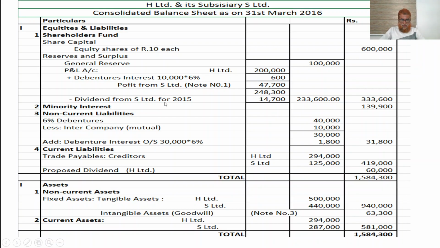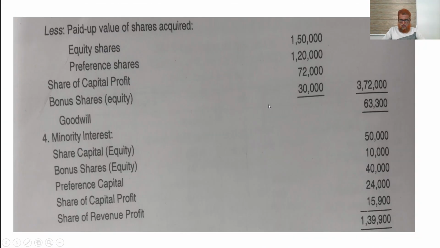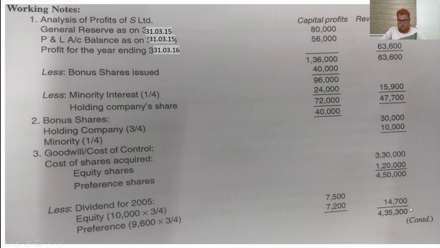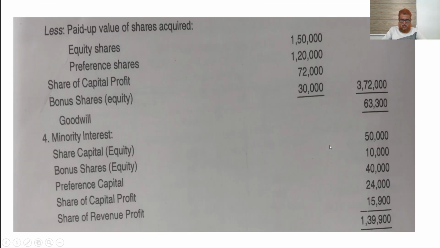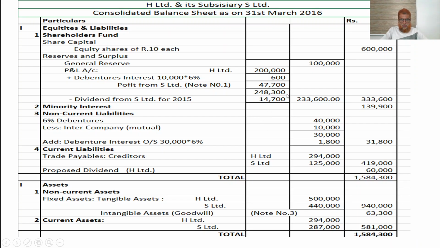Dividend from S Limited received 14,700. This is given here. This 14,700 dividend from S Limited, we have explained here. This should also be deducted from here. Then you will get 2,33,600. 1 lakh general reserve, profit and loss account 2,33,600. Total 3,33,600. Then minority interest as we have calculated, 1,39,900.